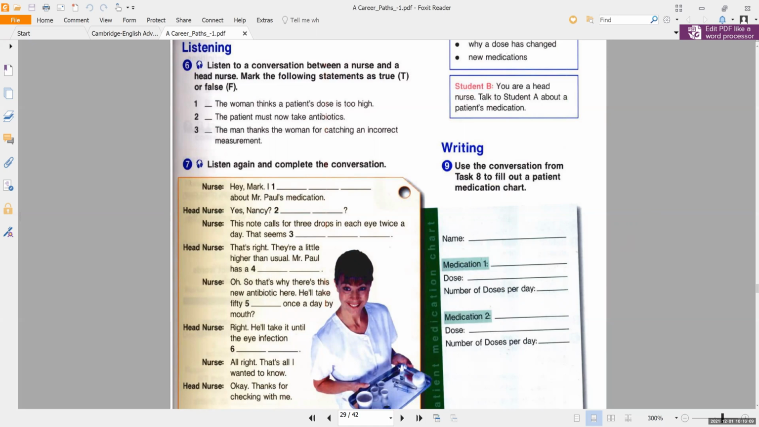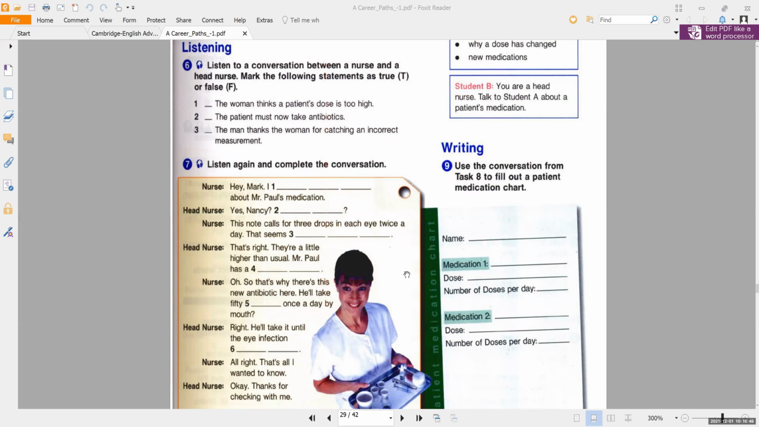Listen again. Exercises 6 and 7, page 27. Hey, Mark, I have a question about Mr. Paul's medication. Yes, Nancy? What's up? This note calls for 3 drops in each eye twice a day. That seems a little high. That's right. They're a little higher than usual. Mr. Paul has a bad infection. Oh, so that's why there's this new antibiotic here. He'll take 50 milligrams once a day by mouth. Right. He'll take it until the eye infection goes away. All right. That's all I wanted to know. Okay. Thanks for checking with me.